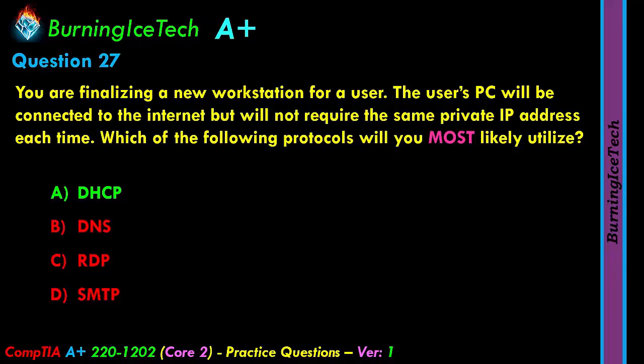Now, if you look at the question, it said we can have a random IP, or we don't need the same private IP. So that means we can use DHCP. If this is in your home environment or a very small office environment, the DHCP is probably going to be built into your router. That's the one you're most likely going to use.